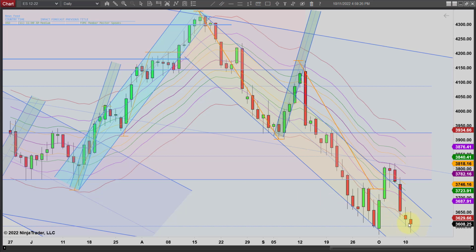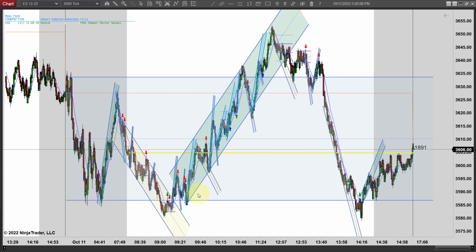But here you can see the neutral bar here for the daily chart just kind of confirms the kind of day we had on the 2000 tick chart, which is just a range type day. So let's flip over there. And here's a look at it.